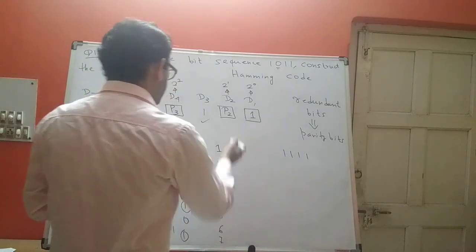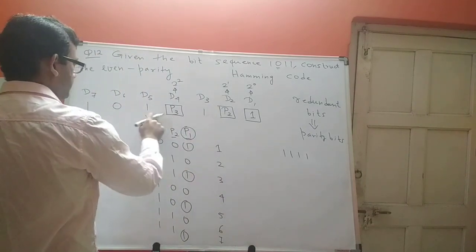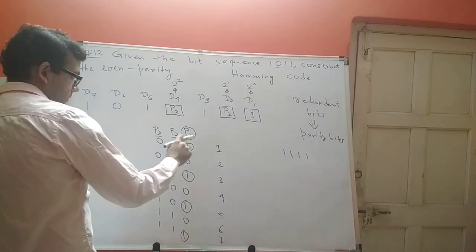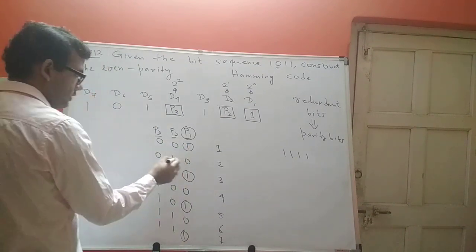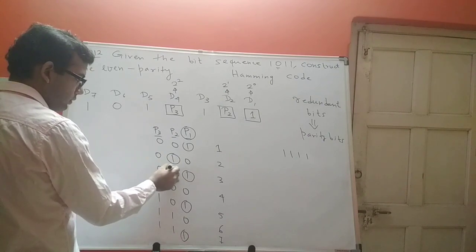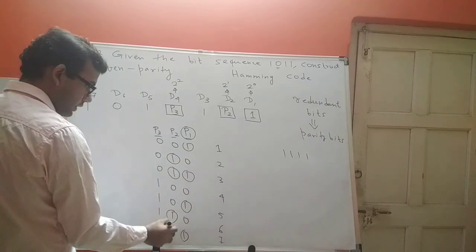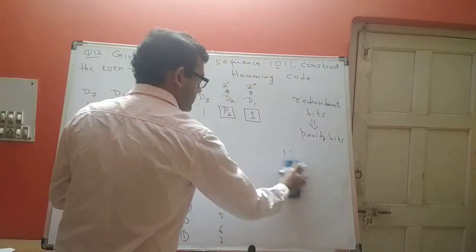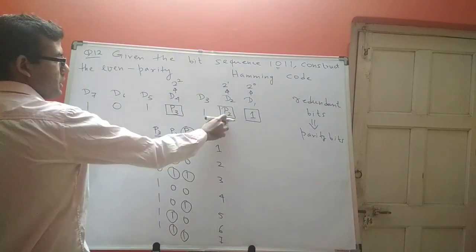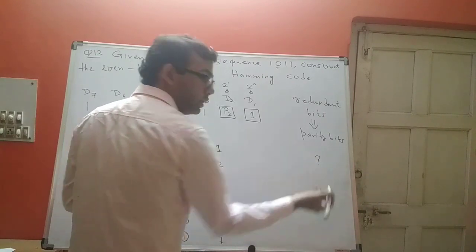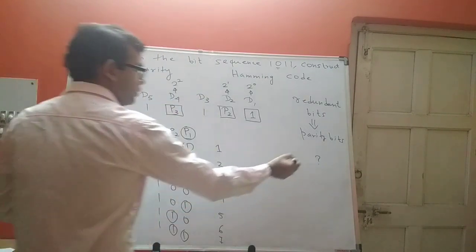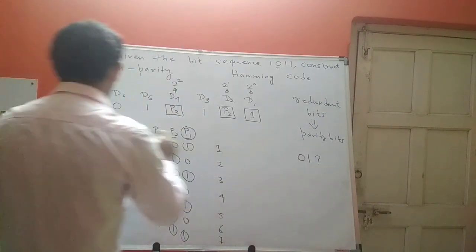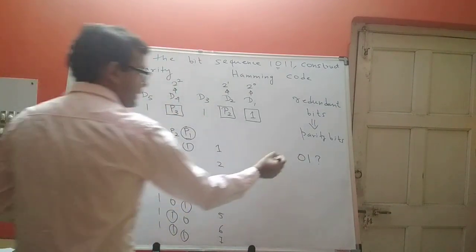Okay, now let's try to find the value of P2. Similarly, we'll look at this table. So in this table, we can see that P2 depends on position 2, position 3, position 6, and position 7. So what is position 2? See, position 2 is the position of P2 itself. I don't know, I have to determine the value. But position 3 is known to me, that is 1. Position 6 is known to me, that is 0. And position 7 is also known to me, that is 1.